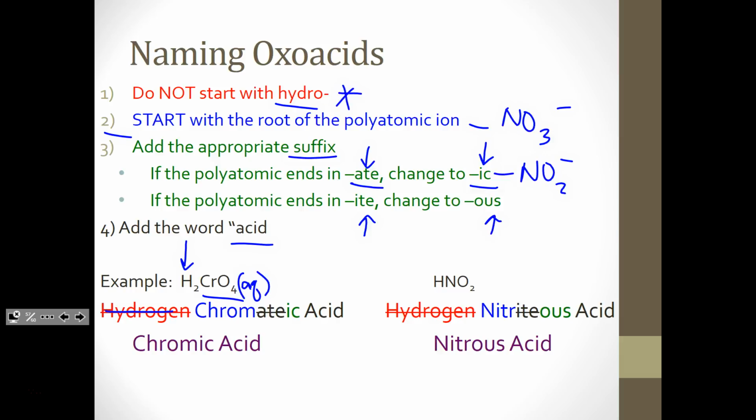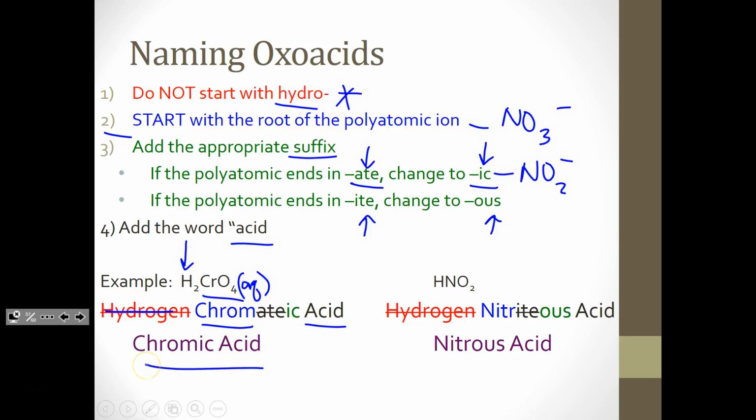Just get rid of it. Instead, we're going to start with the root of the polyatomic ion. Remember I said the polyatomic ion is chromate, so the root of that is chrom. Now you need to change the ending. Is it going to be ic or us? Since it's chromate, remember, if you ate it, it tastes icky. So we're going to change it to chromic, and then end in the word acid.